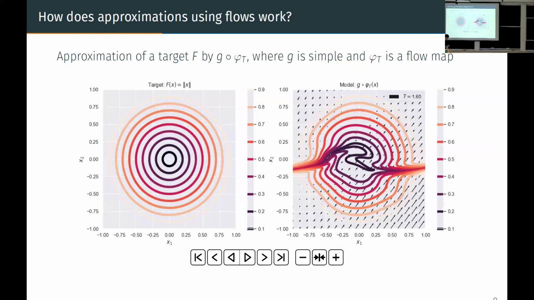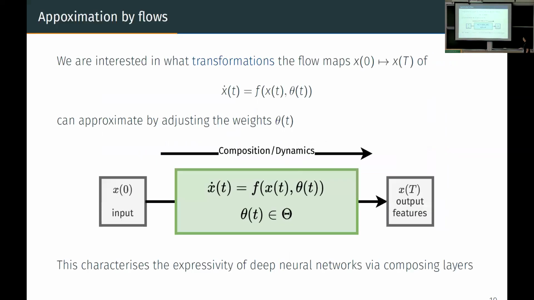Okay. So let's try to understand. Here, this animation shows the role of the flow is to transform or rearrange the domain appropriately so that the functions match, okay? And it's very different from, let's say, linear combinations of basis functions. Okay, so here's what we're interested in.